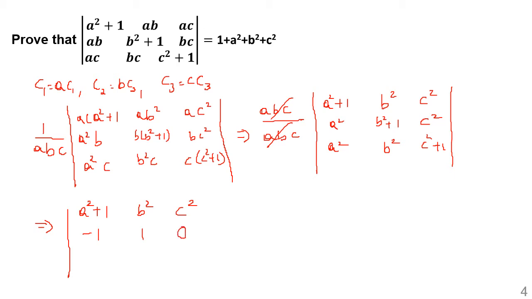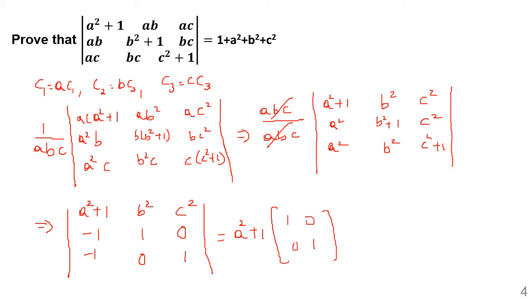Next, a square minus this term will be again minus 1, b square minus b square will be equal to 0, c square plus 1 minus c square will be equal to 1. Now we'll write the determinant of this. So a square plus 1 into a matrix which is 1 0 0 1.